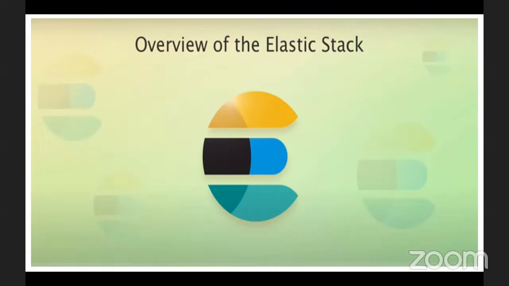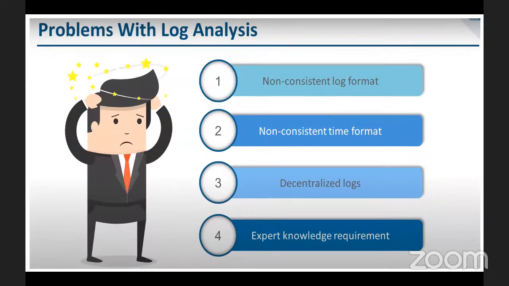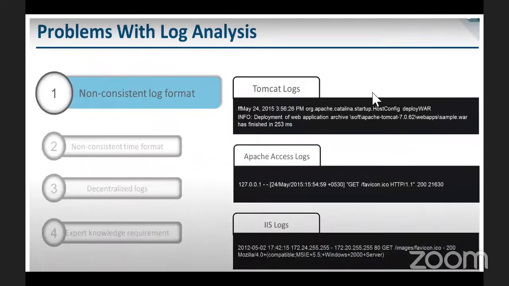Now, the main point is why we need the analysis. What exactly does the analysis mean? The problem is non-consistent log formats. All the logs are not the same, right, guys? For example, Tomcat logs will look like this, Apache logs have this structure, IIS logs have this structure. Can you analyze different services? Microservice one in Tomcat, microservice two in Apache, microservice three in IIS.